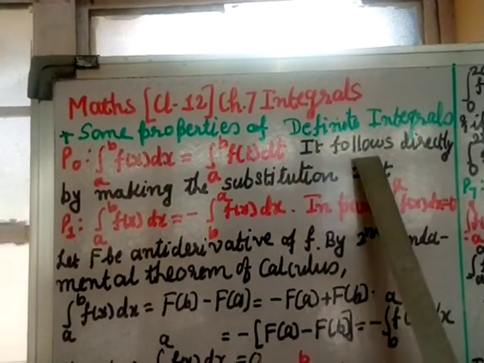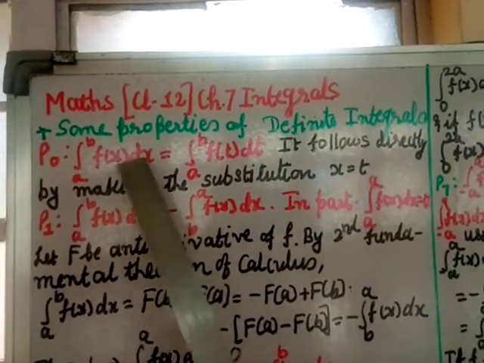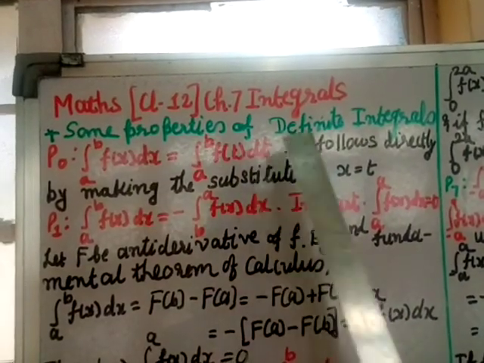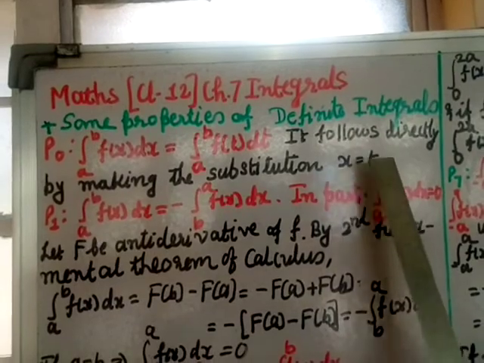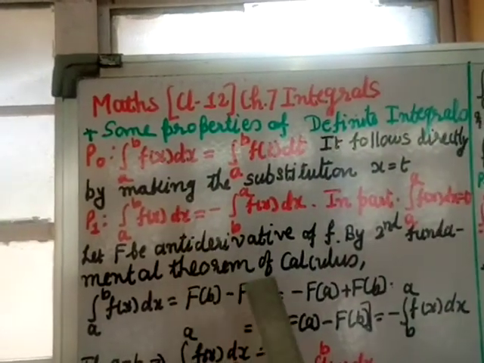The proof follows directly by making the substitution x equal to t. So put x equal to t. Then you differentiate, dx equal to dt, so dx will become dt. Change the limit. Put x equal to a, t will be a. Put x equal to b, t will be b. So by directly substituting x equal to t, you will get the property P0.